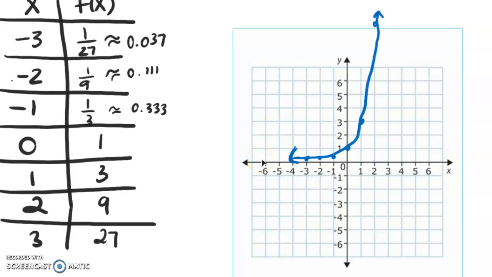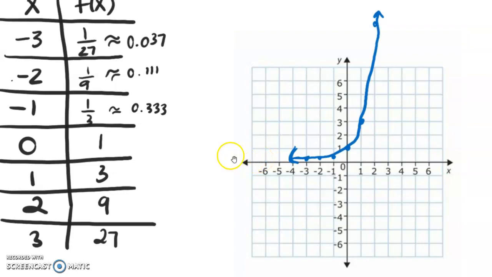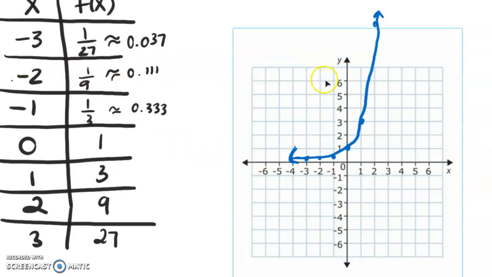The other thing that we're going to see is if our base is between 0 and 1. Remember, our base can't be 1. It has to be a positive number, can't be 1. But what happens when our base is between 0 and 1? To explore that, let's take a look at the graphing calculator.